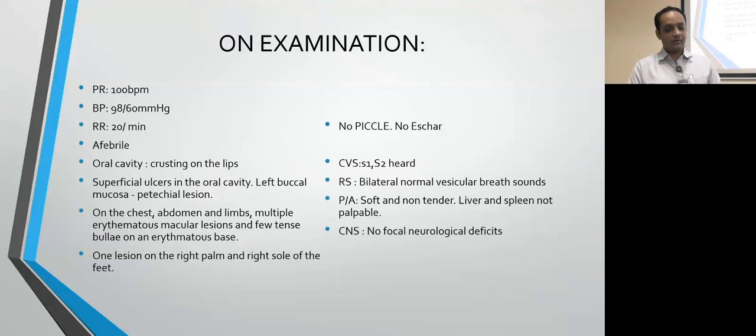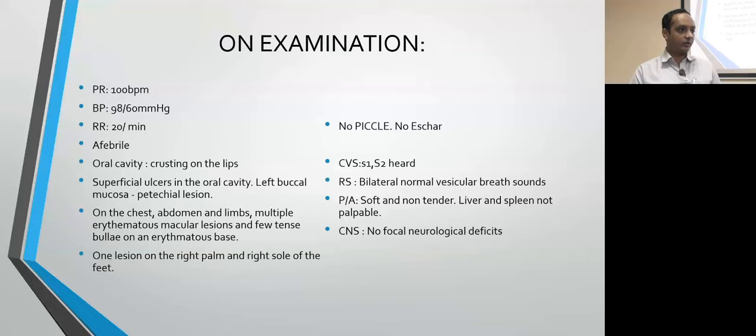So on examination, his heart rate was 100 per minute. BP was on the lower side, 98 by 60. He was tachycardic. Respiratory rate was 20. He was afebrile at the time of examination, but later developed fever. Oral cavity had some crusting on the lips. Superficial ulcers in the oral cavity, and the left buccal mucosa had a petechial lesion. On the chest, abdomen, and limbs, there were multiple erythematous macular lesions and a few tense bullae on an erythematous base. One macular lesion was also present on the right palm and right sole of the foot. There was no pallor, icterus, clubbing, or eschar. His systemic examination was unremarkable.